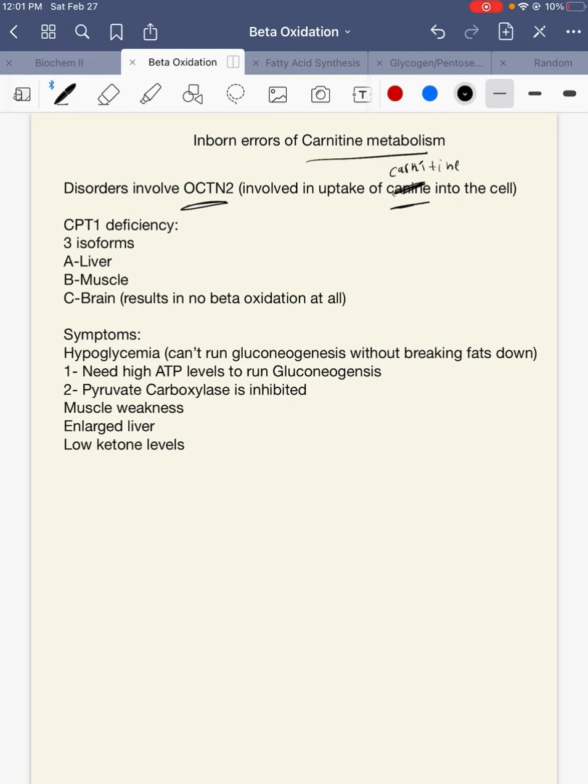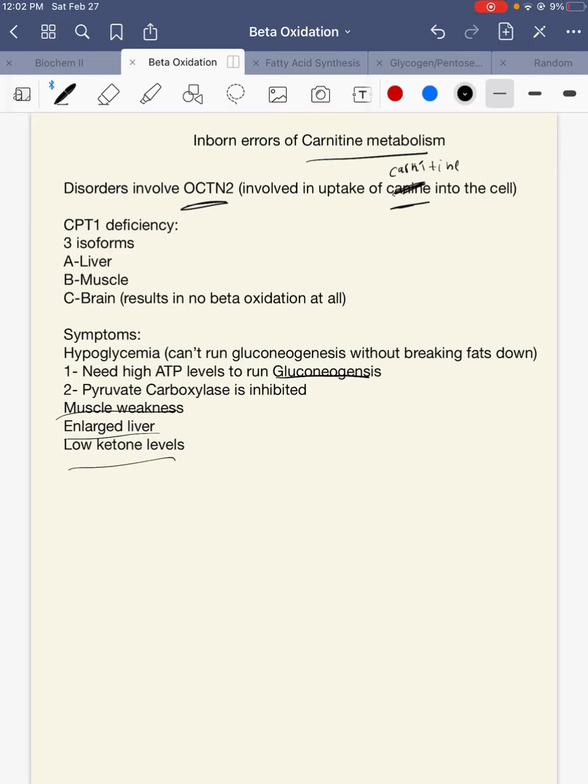So whenever we have any CPT deficiencies, beta-oxidation won't run as efficiently. So that means pyruvate carboxylase won't be activated because we don't have our activator, acetyl-CoA, and we also won't have enough ATP for gluconeogenesis to run forward. Okay, so this can then result in muscle weakness and large liver and then low ketone bodies. Okay, so it's pretty straightforward.